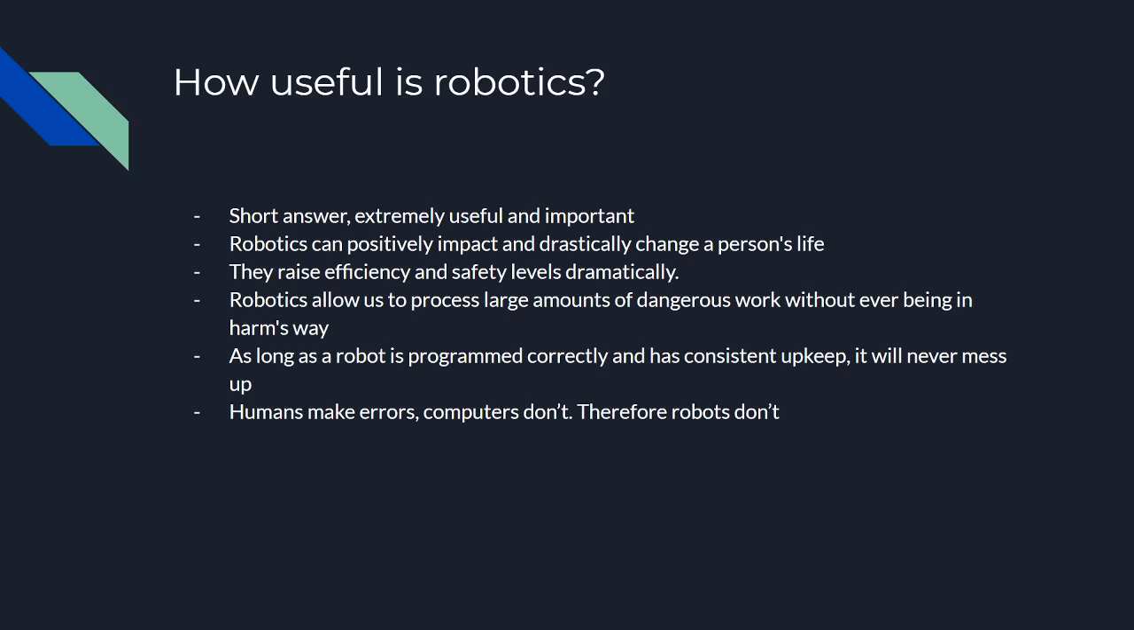An example of that could be a chemical plant dealing with an acidic material that we would never have any risk of getting in contact with, because we could be even home operating the robot doing it for us, and then if something happens, we don't get hurt, nobody gets hurt. The mistake happened and then nobody got hurt. And as long as a robot is programmed correctly and has consistent upkeep, it will never mess up. Humans make errors, computers don't, therefore robots don't. Robotics leave no room for human error because they're not human. They can act and do what humans do without being human.